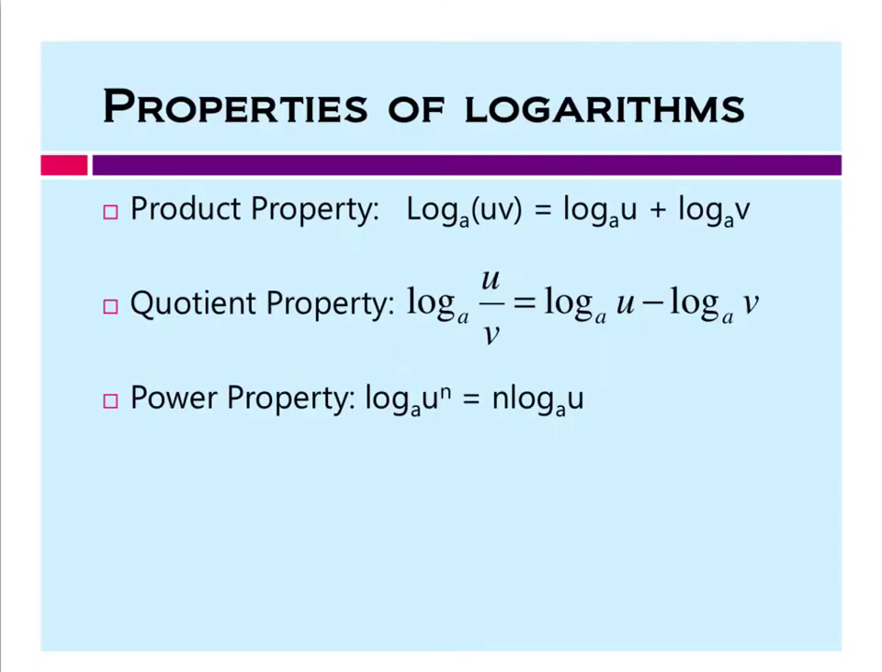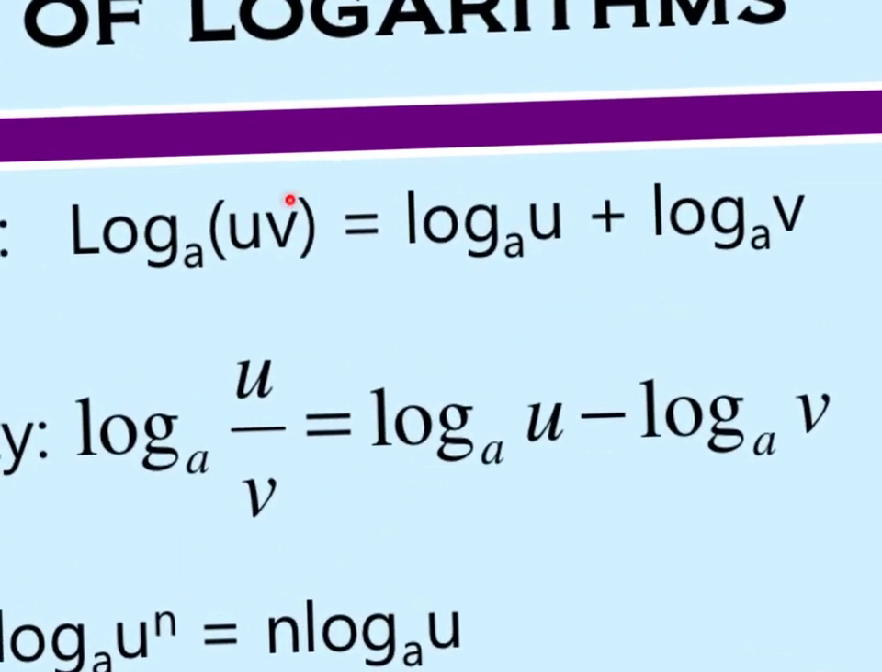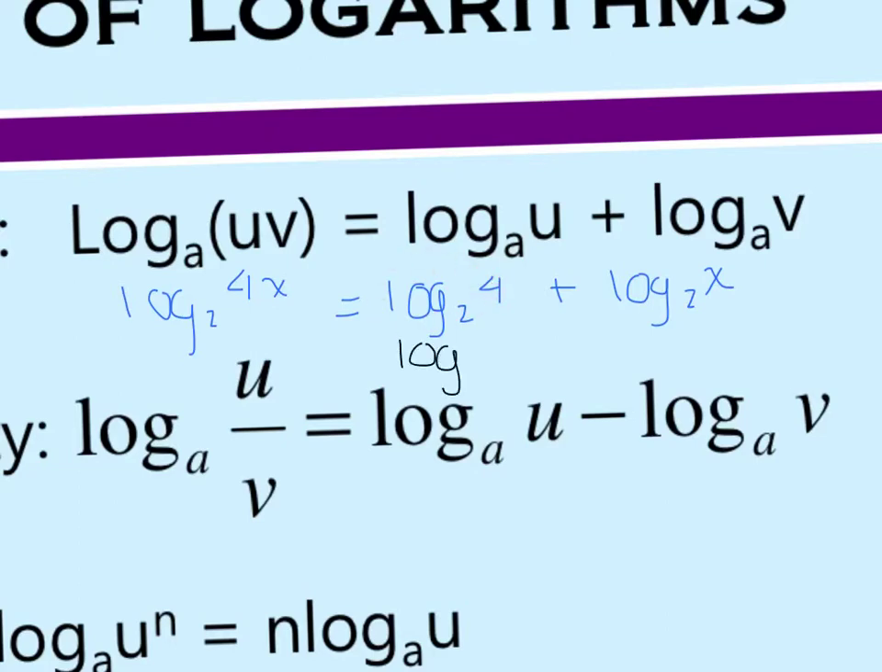Alright, so let's talk about some properties of our log. We have our product property, our quotient property, and our power property. Our product property says if I have a product of something, I can break it up through addition. So for example, if I had log base 2 of 4 times x here, I can break it up as log base 2 of 4 plus log base 2 of x. However, this can further simplify. Think back to yesterday. I can rewrite 4 as 2 squared.